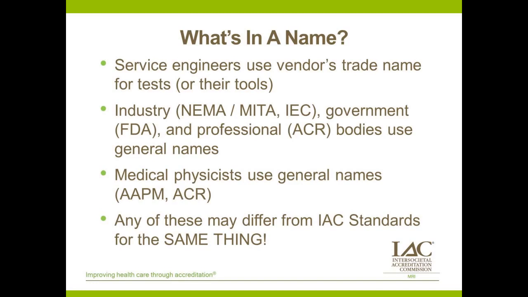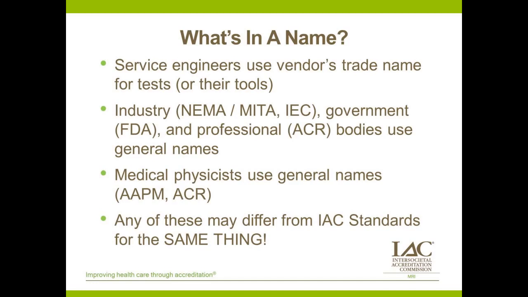When you look at the FDA and other government bodies, they will use general names that are not tied to any particular manufacturer. If you look at organizations like the ACR in their technical standards, they will use general names, maybe not the same ones that come from FDA or that come from NEMA or MITA. If you are involved at all with medical physicists, we tend to use general names. Some of these come from AAPM documents. Some of these come from collaborative documents that are developed by AAPM and ACR, like the technical standards. So any of these sources of names, whether they're general or whether they're vendor specific, may refer to the same things as the tests that are listed in the IAC standards.